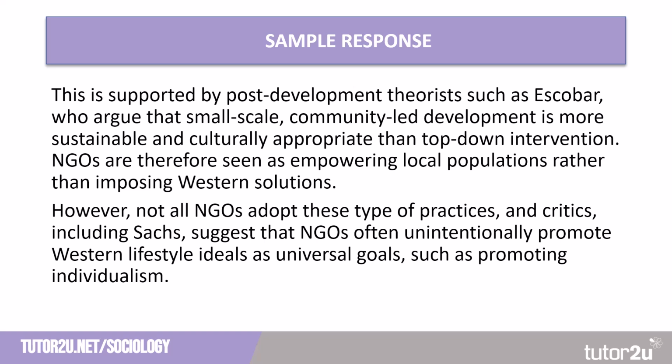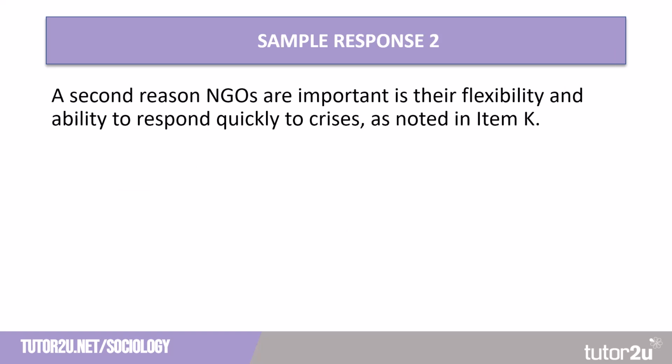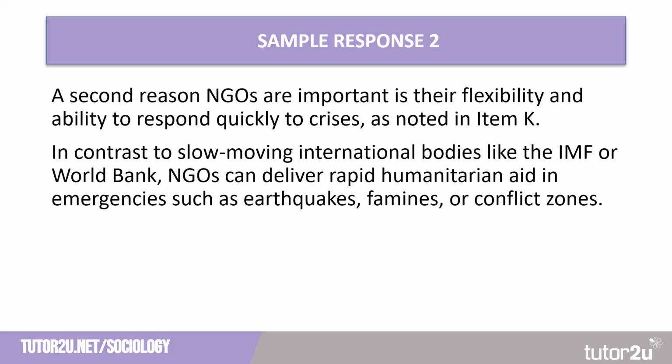So you can see here the student has gone down the route of analysis and evaluation to try and give a good response here, and they've pretty much succeeded. Their second paragraph, a second reason NGOs are important is their flexibility and ability to respond quickly to crises, as noted in item K. They've developed this by talking about contrast with slow-moving international bodies like the IMF or the World Bank, and how NGOs can deliver rapid humanitarian aid in emergencies such as earthquakes, famines, or conflict zones.